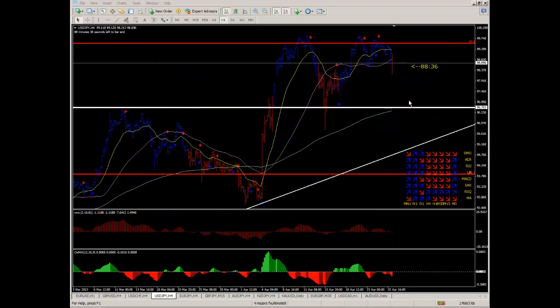On to the last pair of the day, the US dollar Japanese yen. Here we've had a lot of resistance, guys. We've been resisted here.